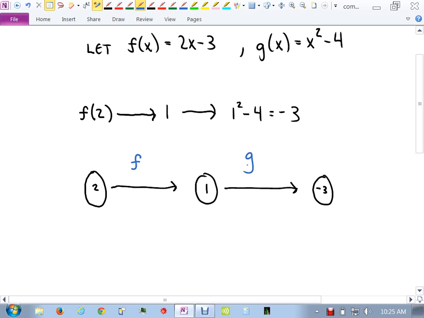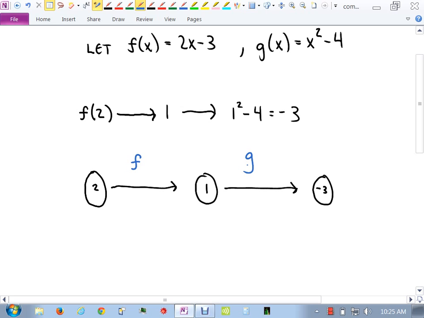It's passing it through one and then through the other, almost like an assembly line or something. First you weld it, then you paint it or something. You know what I'm saying? It has to go through both functions, one after the other.